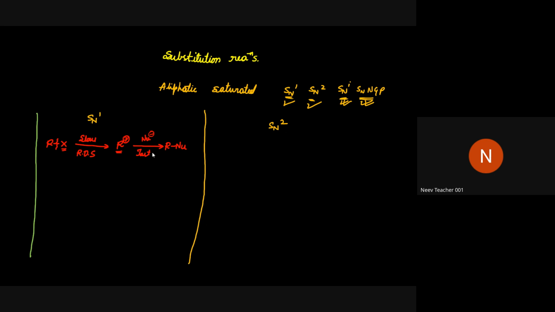In a very basic SN1 reaction, the reaction proceeds through two steps, where the first step is the breakage of the carbon and the leaving group bond, which is the rate determining step. And in the second step, attack of the nucleophile. This is the basic SN1 reaction.